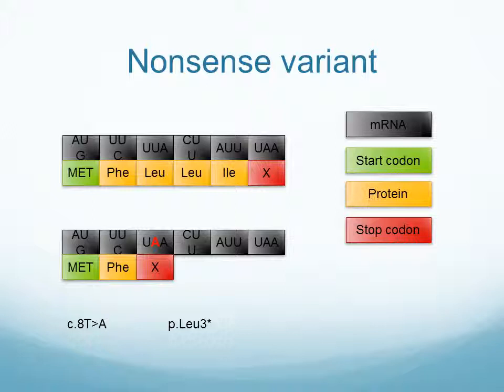A nonsense variant is one that results in an early termination codon. In this example, the T at coding position 8 of the mRNA has been changed to an A, resulting in a stop codon at amino acid position 3. This type of variant is very likely to result in little or no functional protein from that allele.